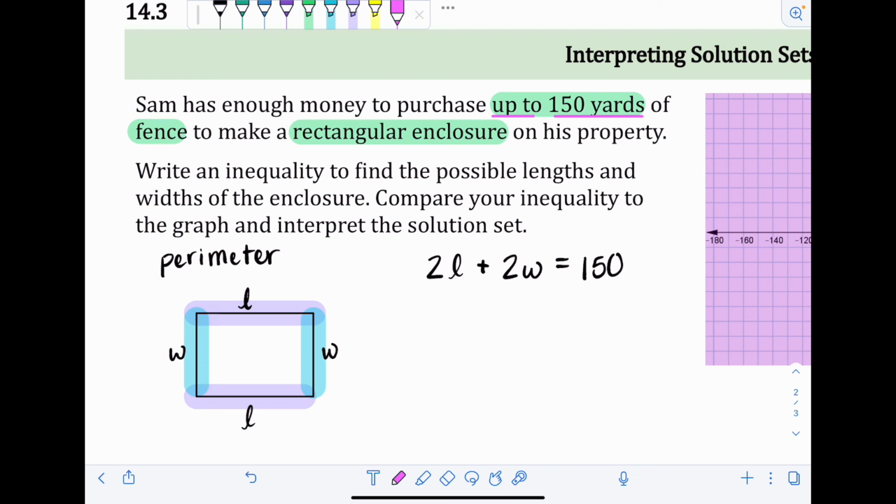Up to means that it can definitely be equal to 150, or it can be anything less than 150. Up to means we just can't be more than 150. So I'm going to change my equal sign to a less than or equal to. It could be 150 or anything less than that. So the perimeter 2L plus 2W has to be less than or equal to 150. So we have our inequality.